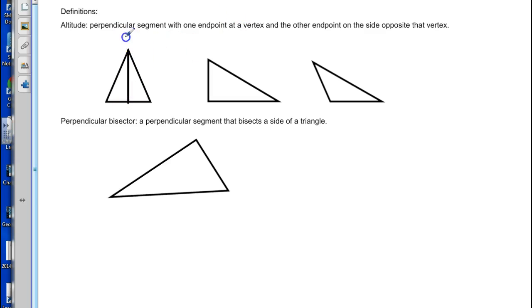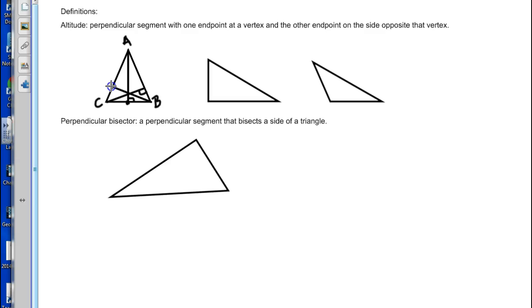So in this case, if I'm starting out at point A and going over to side CB, which would be opposite vertex A, this would be my altitude, and it is a perpendicular segment. So we would have the right angle symbol on that segment piece. Now, we can also draw a perpendicular segment from C. So there is the perpendicular segment starting at the vertex C and ending up on side AB. And then we can draw one from B.